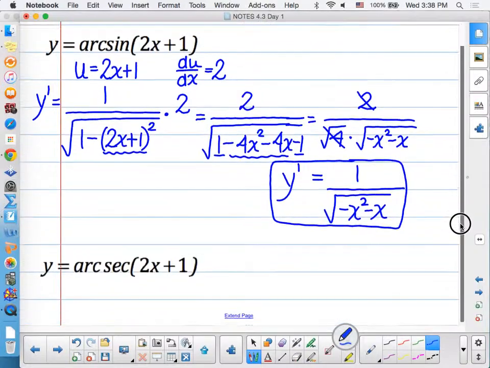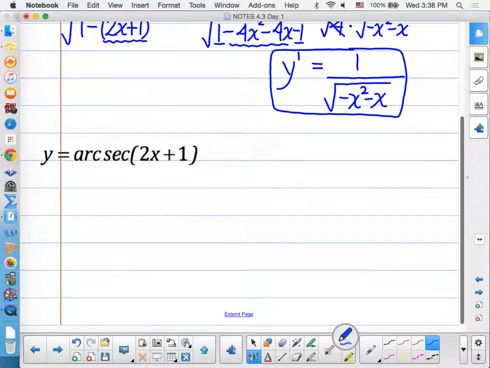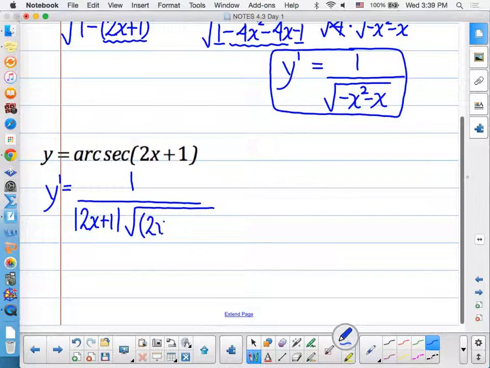The next one's got an inverse secant function to it. Again, that same u function, 2x plus 1, just repeating that so that you can think about what u is and what u prime would be. So as you do that, to get the derivative for any arc secant or inverse secant, we'd be looking at 1 divided by the absolute value of the embedded function times the square root of the embedded function squared minus 1. So I'm going to be looking at the quantity 2x plus 1 squared minus 1. Then I still need to multiply by du/dx, or the derivative of that embedded function.